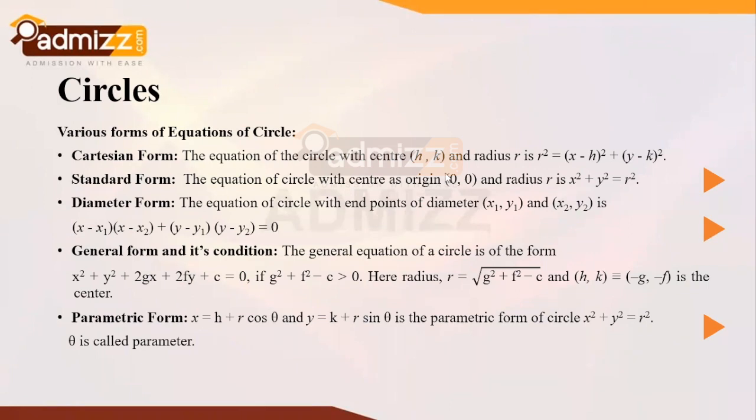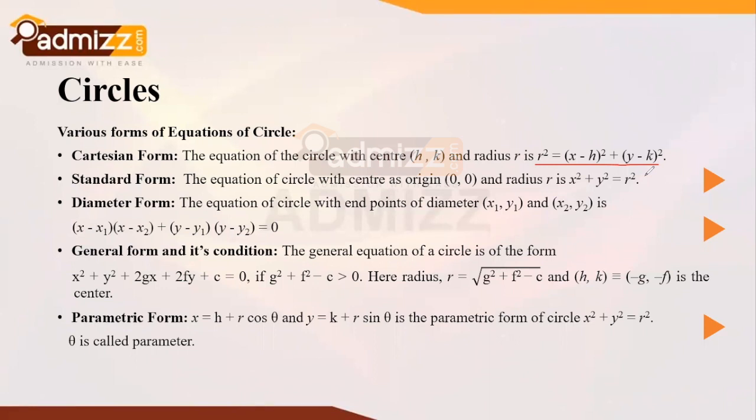So the Cartesian form of the equation of circle, for center (h, k) and radius r, is given by r square equals (x minus h) the whole square plus (y minus k) the whole square. Then the standard form, that is the equation of circle with center as origin (0, 0) and radius r. Now if you observe, students, the center is the origin, so the h value and k value are 0 in this particular equation, so we can readily write this equation as x square plus y square equals r square.